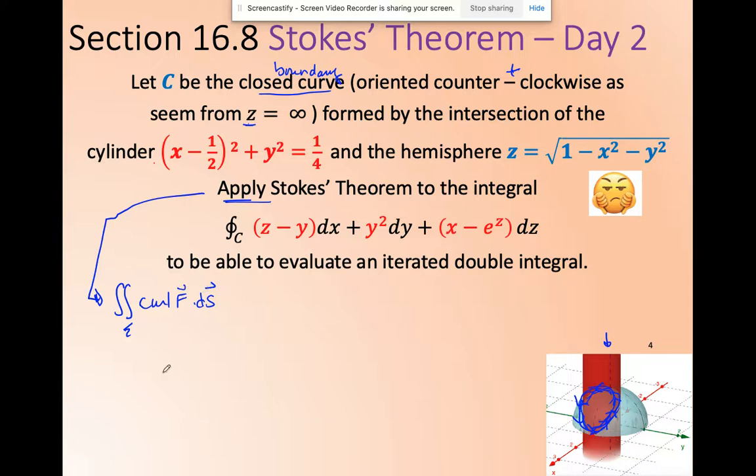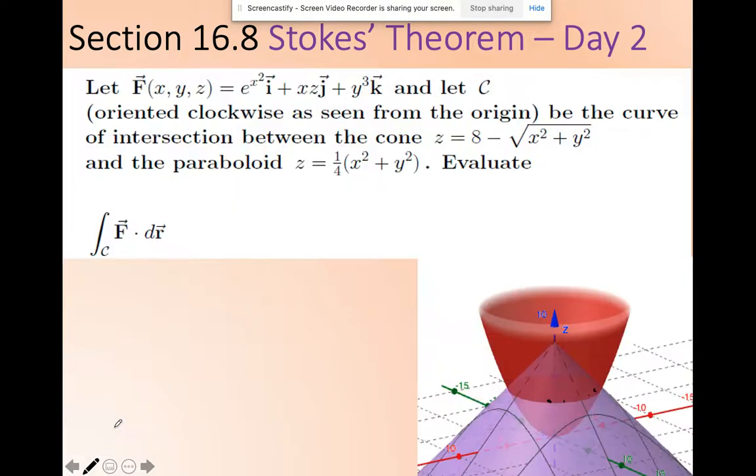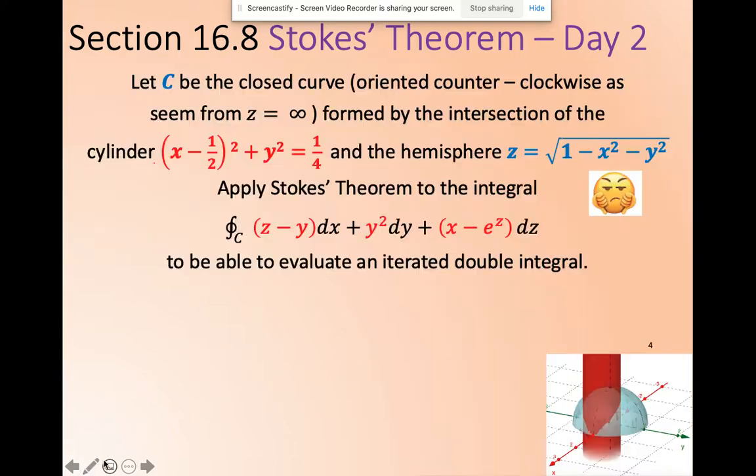Let's see, did I? Probably don't need to write this stuff. I probably typed it in. Oh, no, I didn't. Okay. So remember, that is the curl of f dot n dS.